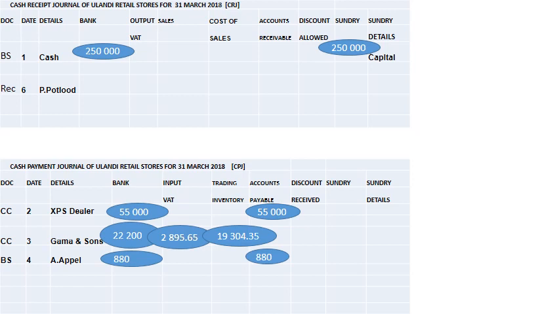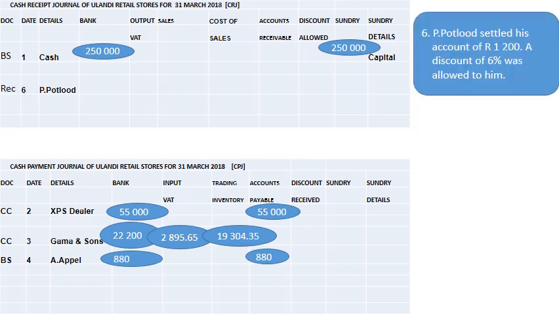In line 6, People Float settled his account of 1,200 rand. A discount of 6% was allowed to him. People Float in our books is a debtor. He is now settling his account of 1,200. This entry, it's a receipt, therefore it will be recorded in the cash receipt as follows.